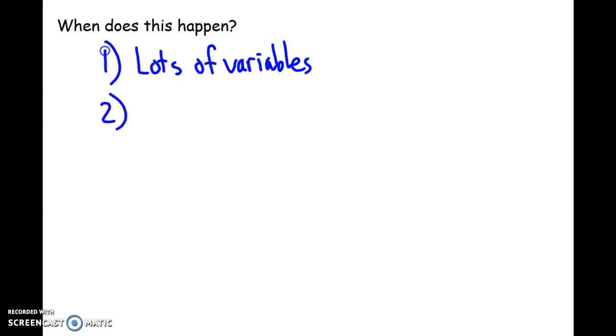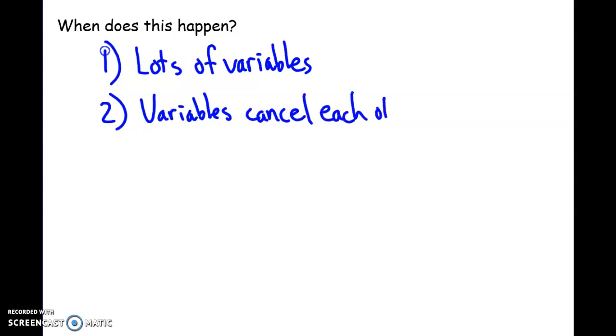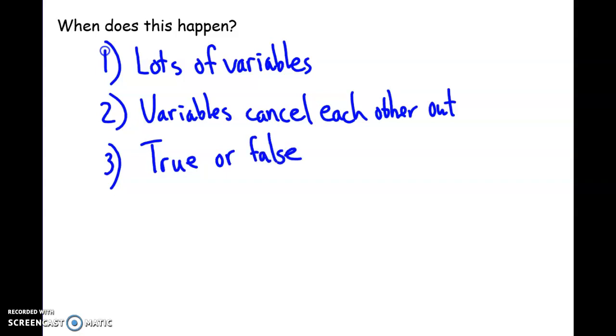Really, when it happens is when variables cancel each other out, and you're only left with numbers. Then the other thing that we really need to consider, and this has nothing to do with when this happens, is the big question: when all this happens, is it true or false? And you'll see what I mean by that when we get to some examples.